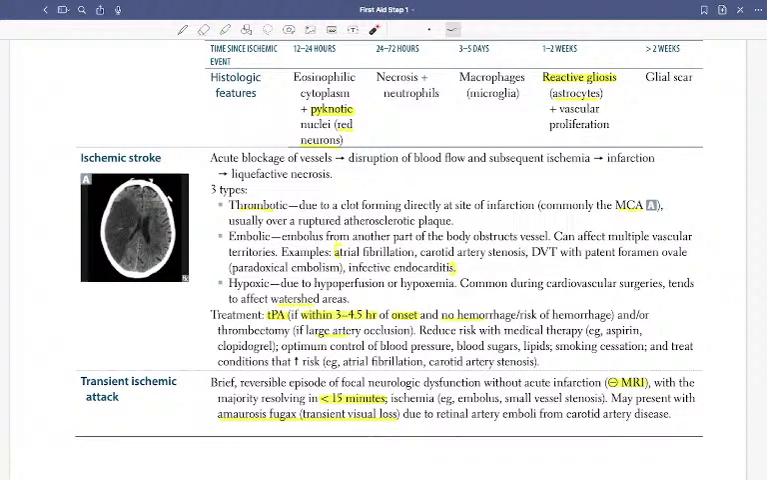Next is no hemorrhage. When you have no hemorrhage, then you have this window, the less than 4.5 hours window. That is the golden hour. So if the window is less than 4.5 hours, then we do thrombolytic therapy, thrombolytics.